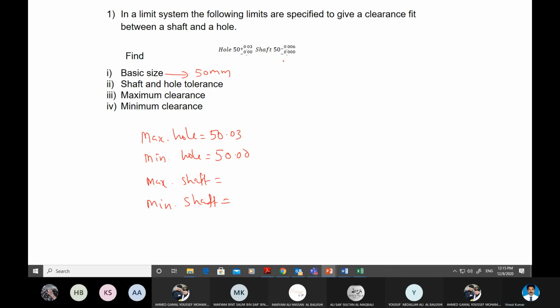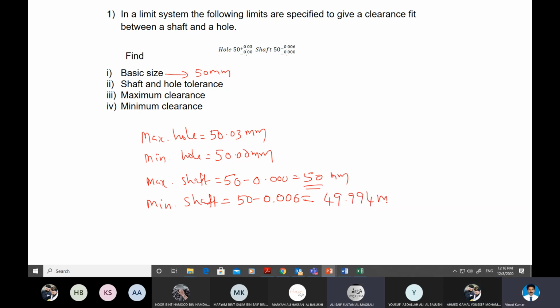Maximum shaft is 50 minus 0, so 50 is the maximum. Minimum shaft is 50 minus 0.006. So how much is 50 minus 0.006? It is 49.994 millimeter, correct? Yes. So I have all these values, correct?